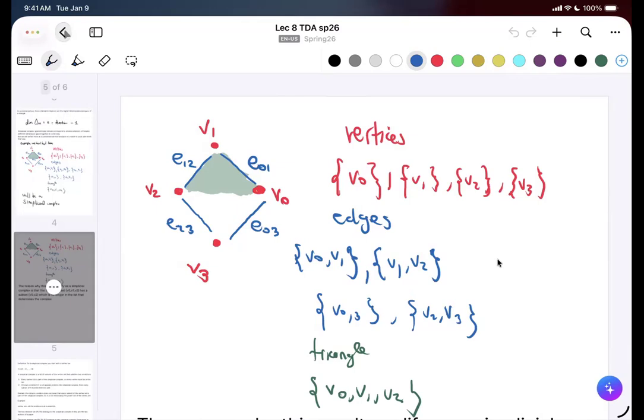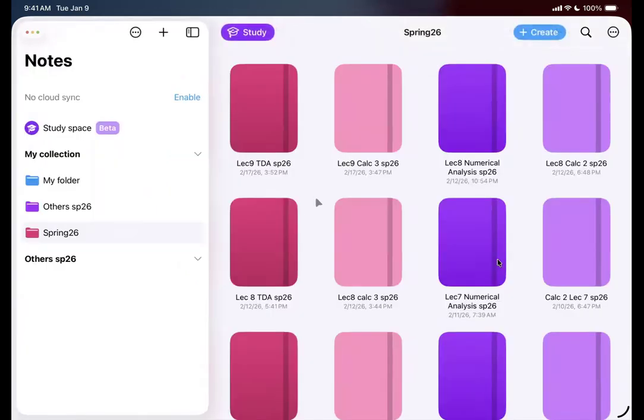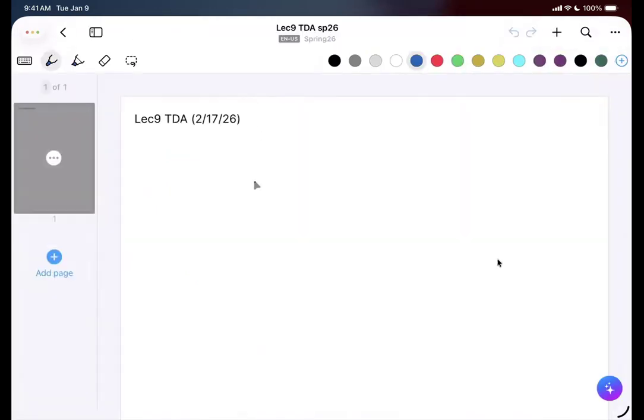Is that okay? So far, so good. Any questions about this? Okay.